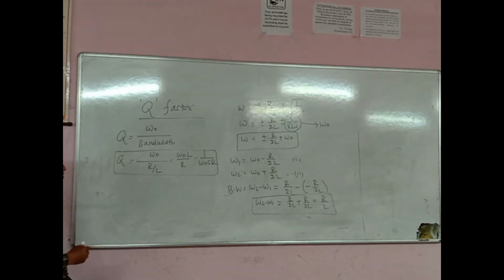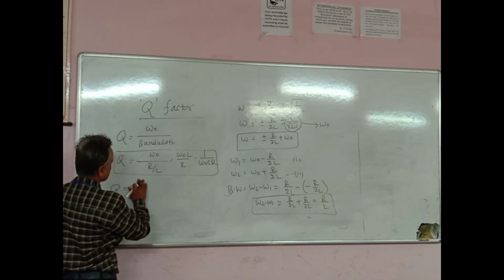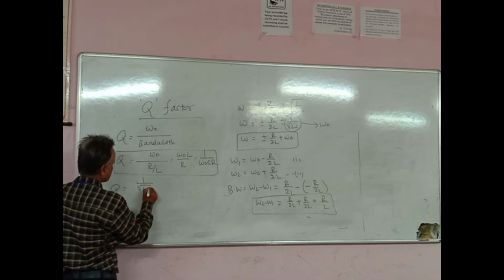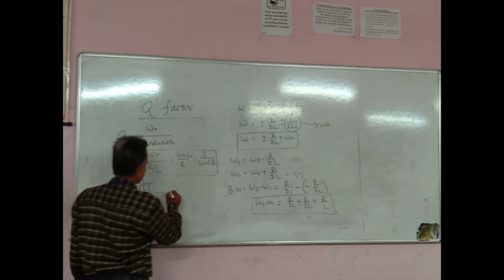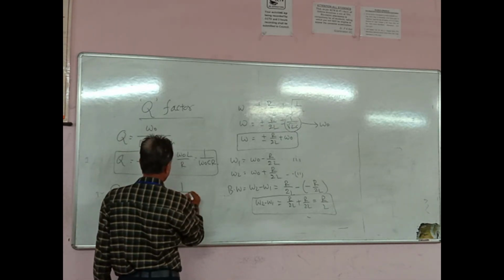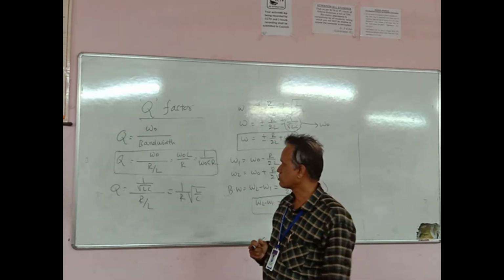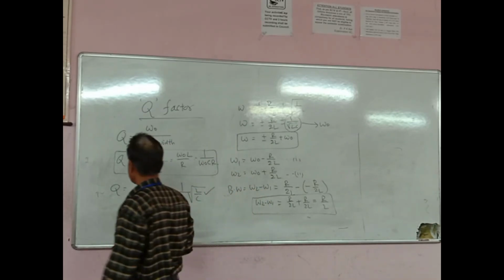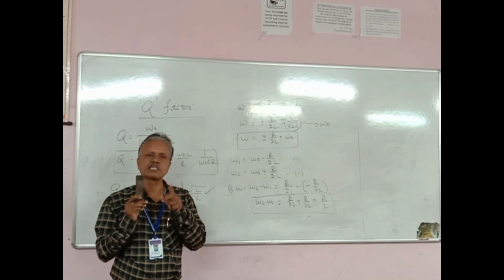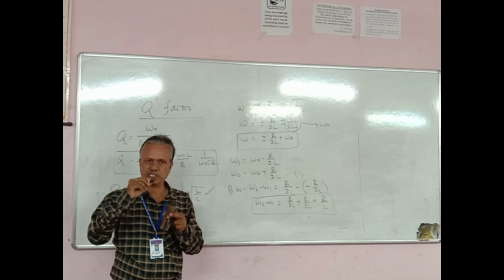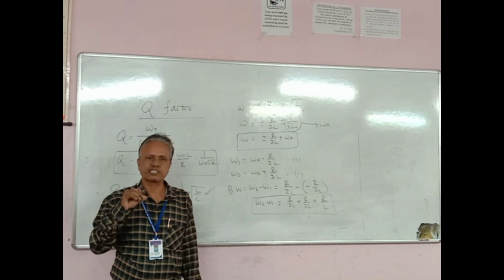Similarly, another expression is there. We can write Q is equal to omega 0, that is 1 by root LC, times L by R. This comes as 1 upon R times the square root of L divided by C. This is another expression for quality factor. If the signal is very sharp, then its quality factor is high. But if the resonance curve is flat, meaning the ohmic resistance is high, then the quality factor is low.